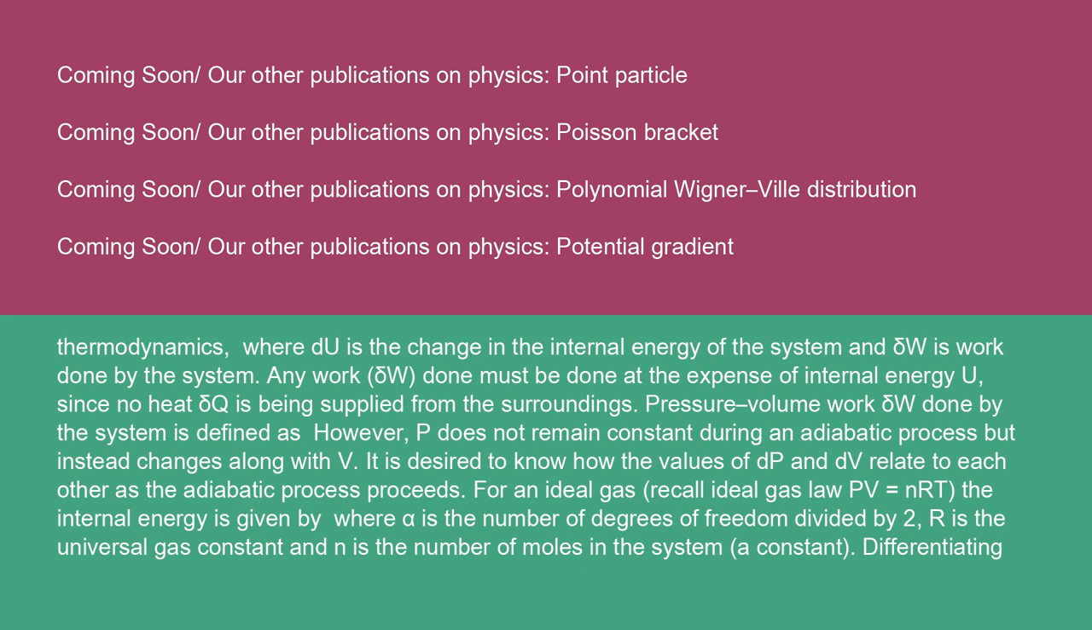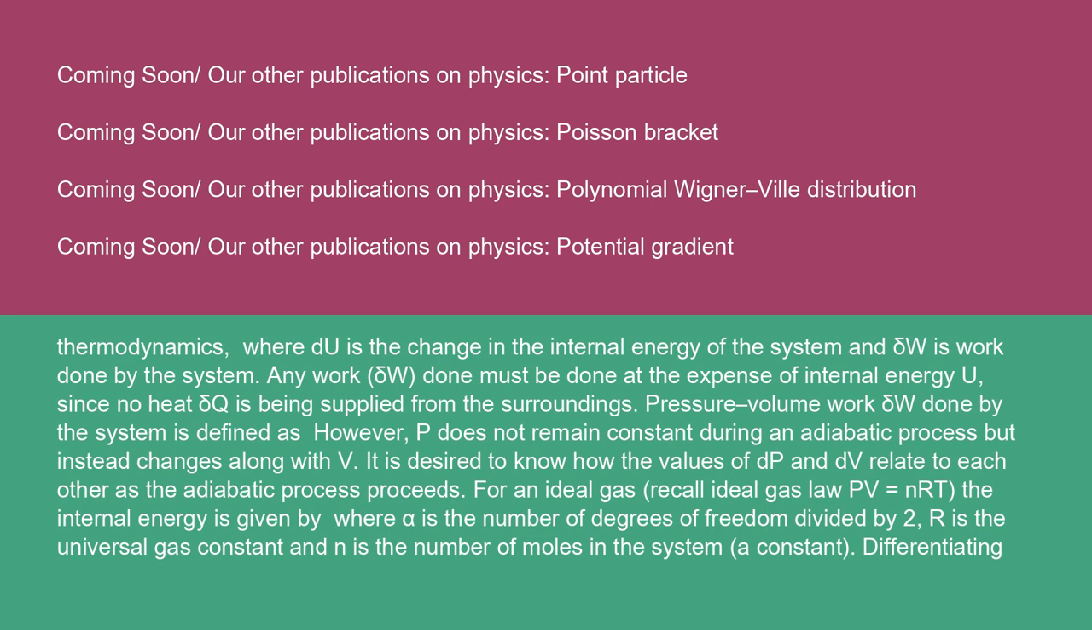Pressure-volume work delta W done by the system is defined as follows, however, P does not remain constant during an adiabatic process, but instead changes along with V. It is desired to know how the values of dP and dV relate to each other as the adiabatic process proceeds. For an ideal gas, recall the ideal gas law, PV equals nRT.